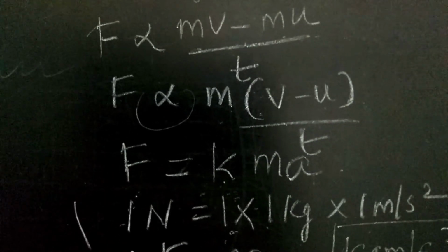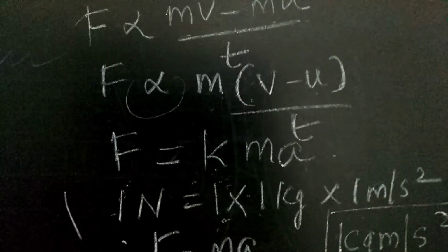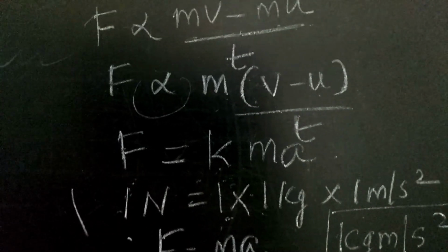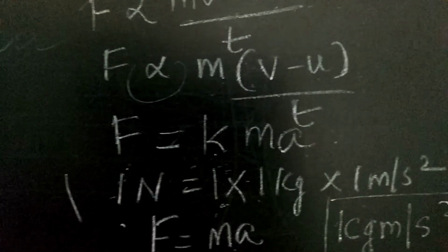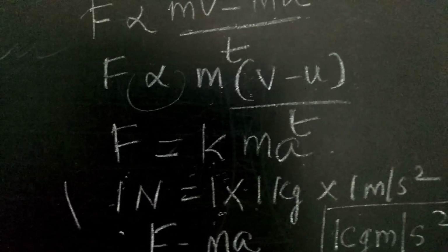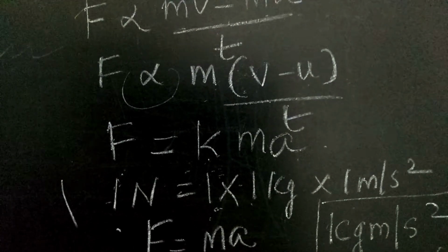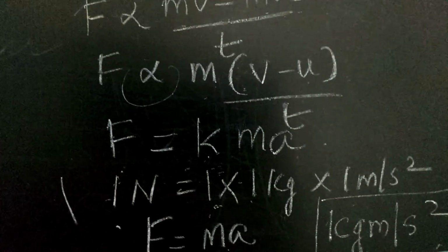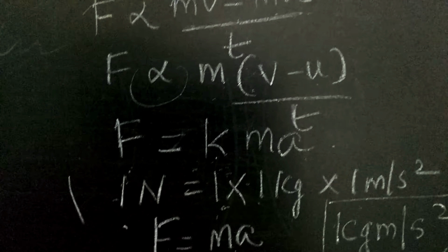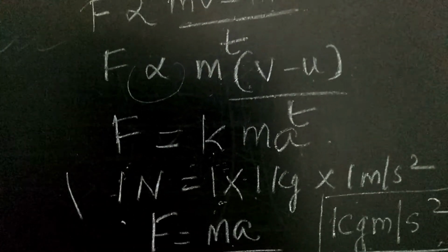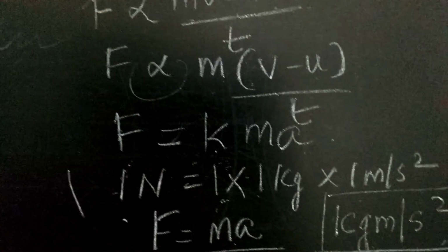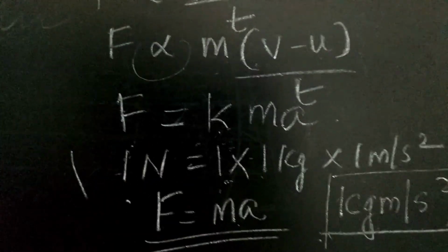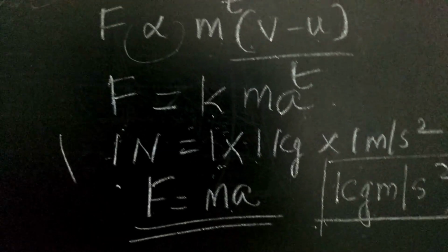To find the value of k, we have to make the force 1 Newton. To get 1 Newton force, mass should be 1 kilogram, acceleration should be 1 meter per second square, and hence the k value should also be 1. So we can remove k. No need to write k because it is always 1. It is a constant value. Mass, force, acceleration, everything can vary, but constant means the value is always the same. So we can remove that, and we will get the equation F is equal to ma.